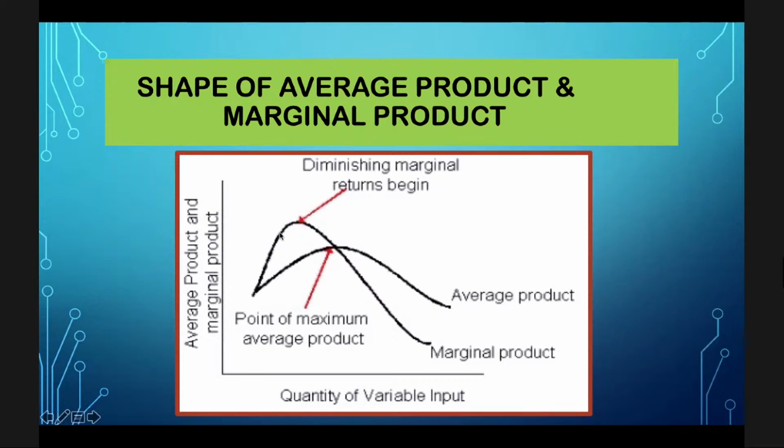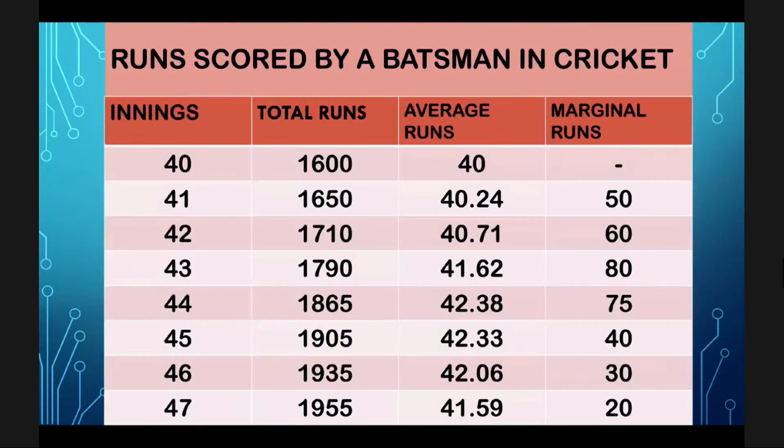So when marginal product is rising and greater than average, average rises. Even when marginal product is falling, but still greater than average product, average continues to rise. When marginal product is equal to average product, average product is maximum. And when marginal product becomes less than average product, average starts falling. This is the relationship. I hope this chart is clear to you all.